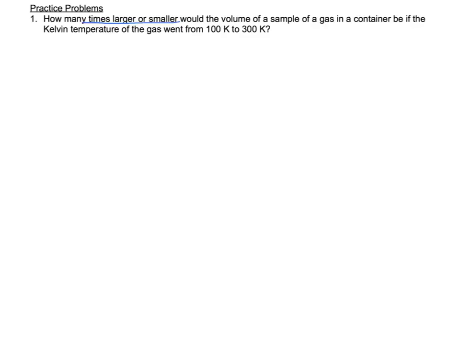We know that this is a Charles' law problem because it talks about volume and temperature. So remember, Charles' law has to do with volume and temperature. And we know that the temperature is changing from 100 to 300 K, and it asks us what the volume would be changing by. Okay, so the first thing we have to do is figure out what factor the temperature is changing by. And so our temperature went from 100 to 300 Kelvin. So that means it went up by 3 times.